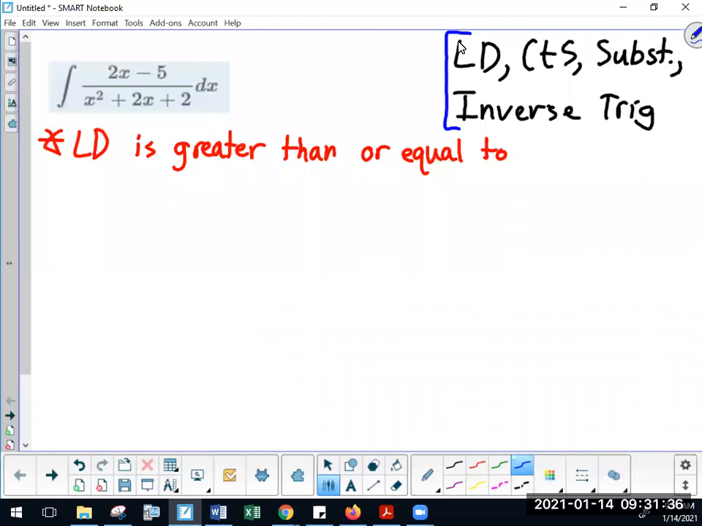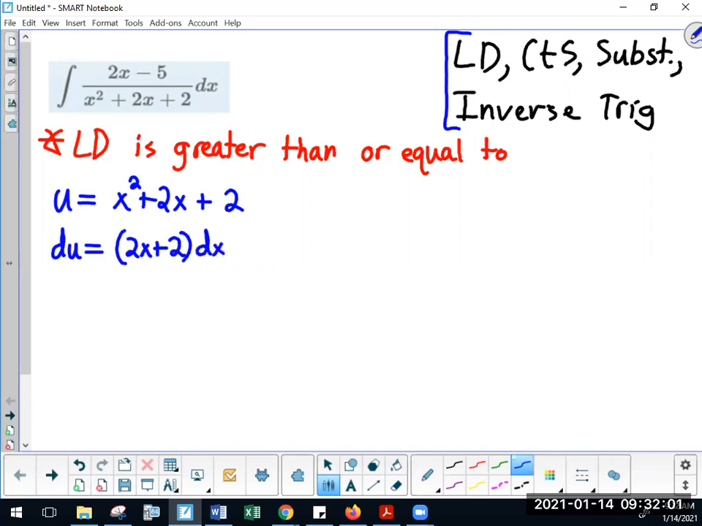Okay, how about if we substitute for x squared plus 2x plus 2? Well, that actually seems pretty decent. I mean, it's not a good match, right? Because check it out. The derivative is 2x plus 2. But it's actually not bad.